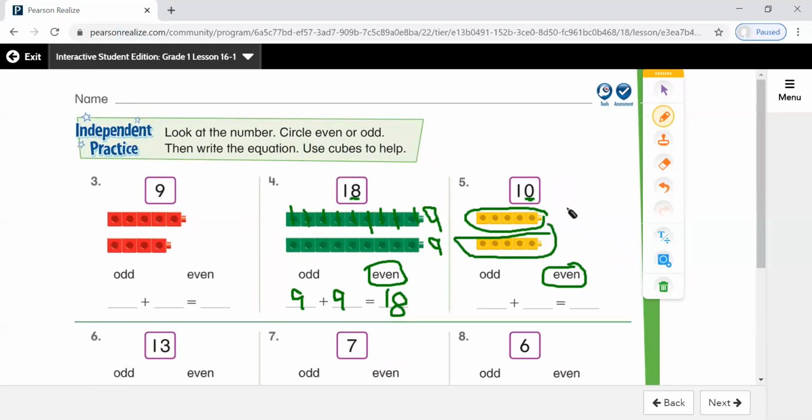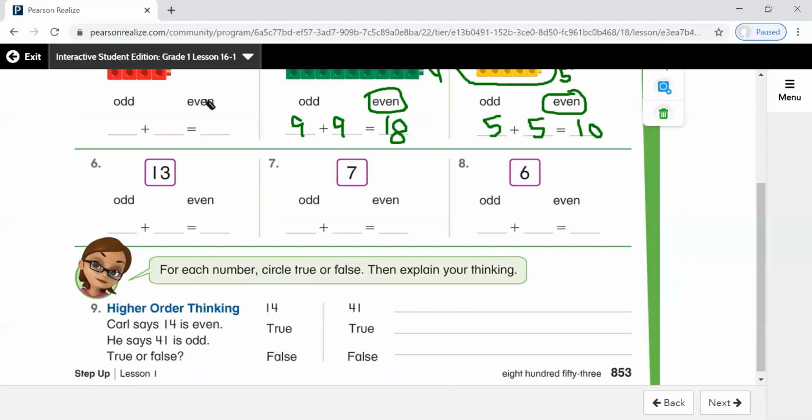How many cubes do I have in each group? If you count them, you will find it 5. Write the equation. I have here 5, and here in the second group I have also 5. What's the answer? 10. Now, 13. It's 2-digit number. So look at the ones digit. It's even or odd. 3 is what? Odd number. So 13 is odd number.